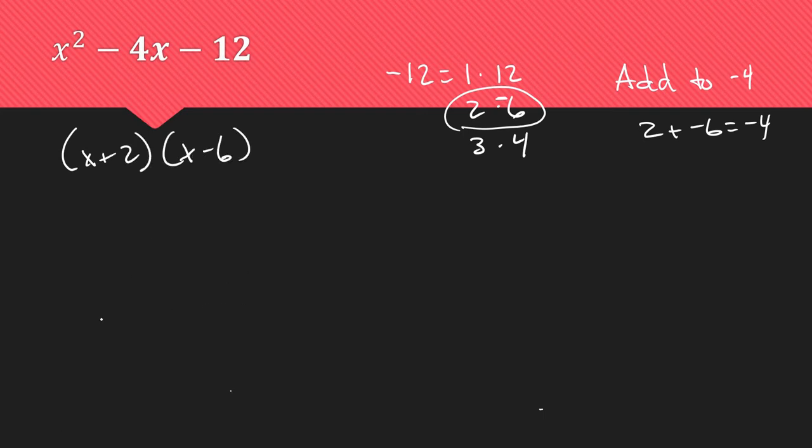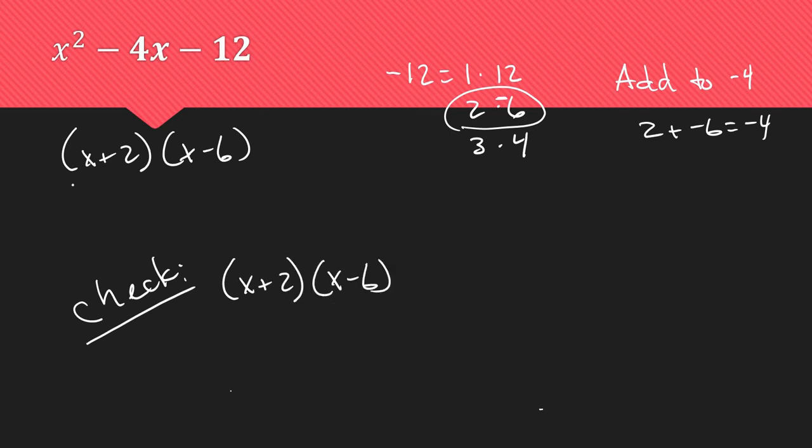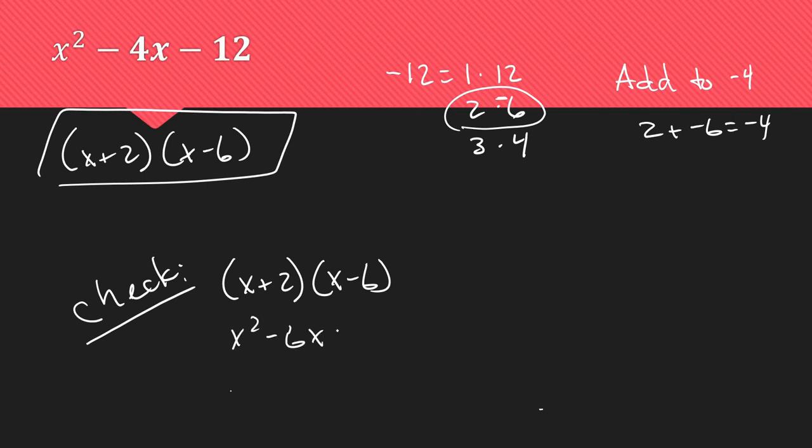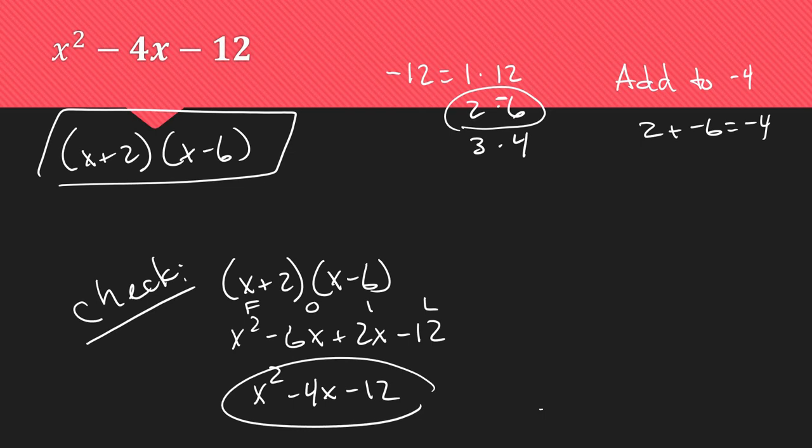And anytime you want to check, we're going to take those factors that we found. That's my solution. This is what I'm looking for, factors. But if I remultiply them, x squared minus 6x plus 2x minus 12, that's my FOIL. Should be pretty good at this by now. Combining my middle terms, I do in fact get the trinomial I started with, all the right signs.